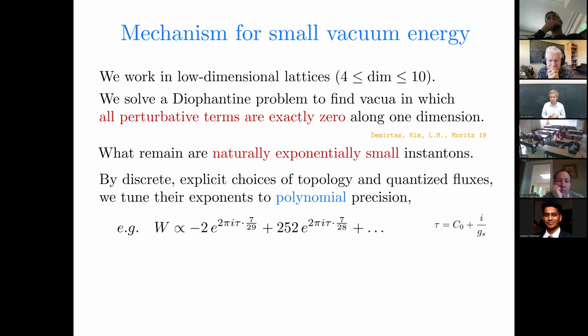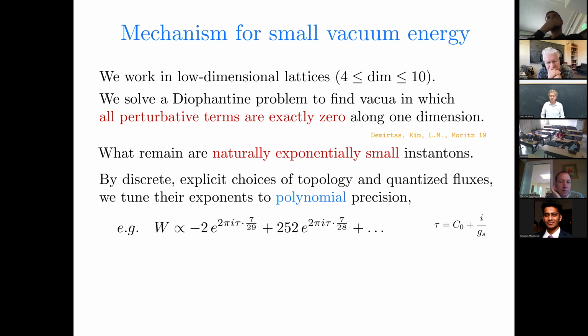Here's an example drawn from one of our real computations. This is a superpotential as a function of a single complex field tau, which you can think of as the axiodilaton. And what you see is that the superpotential written here is the sum of two exponentials. Those exponentials have very, very close exponents, but not exactly the same: 7/29ths and 7/28ths. This is what was long ago called a racetrack.